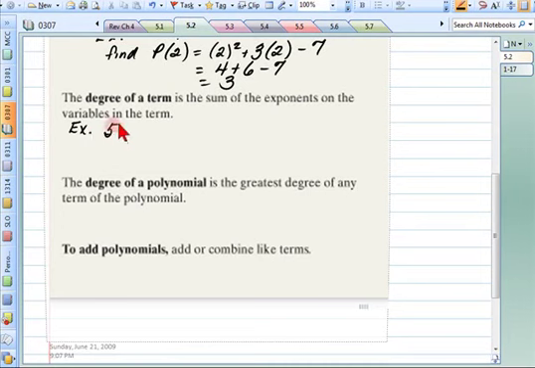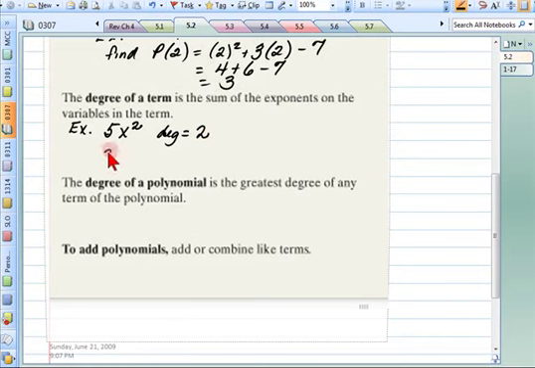What if I have 5x squared? All right, the degree is the sum of the exponents on the variables. Well, there's only one variable. There's only one exponent. So what will the degree be? It will be the 2 of the x squared. So the degree will be a number.